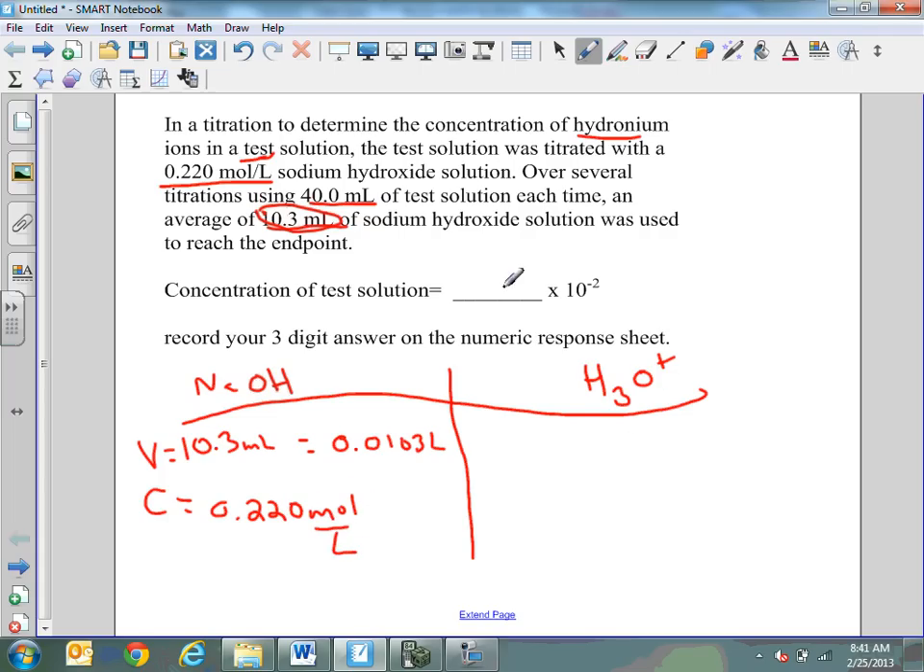For the hydronium, I know that each time my test sample is 40 mils. So that would be 0.040 liters, 40 milliliters. This is my known sample. This is my unknown.